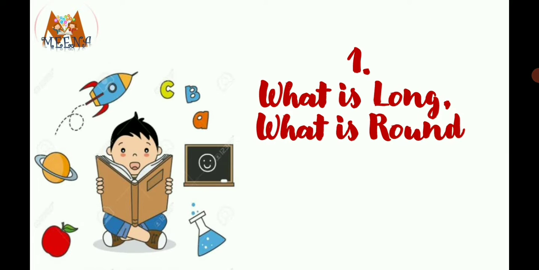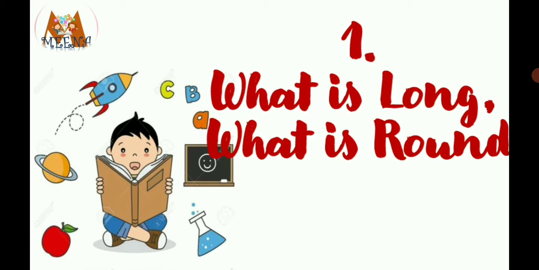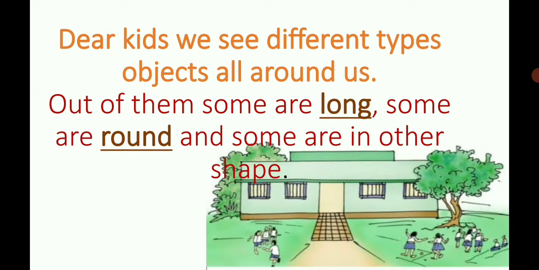What is long? What is round? Class 2 Maths. Dear kids, we see different types of objects all around us. Out of them, some are long, some are round, and some are in other shapes. We can see these objects all around us at our home, in our school, in our kitchen, in our public park or garden.